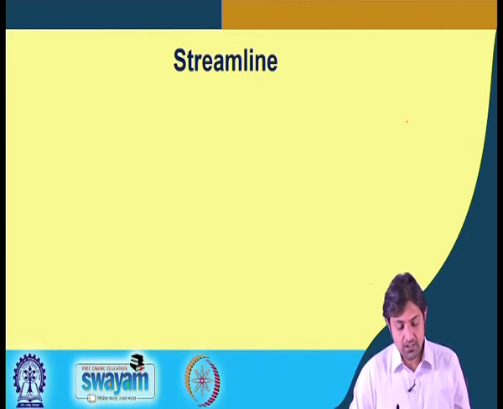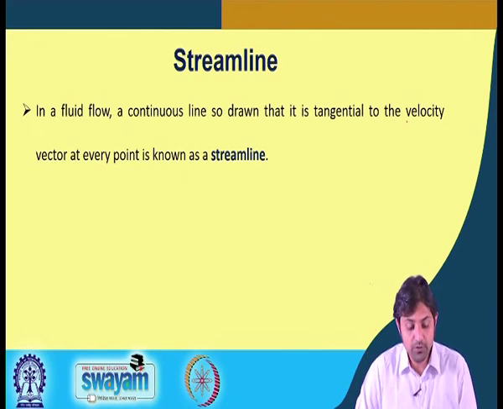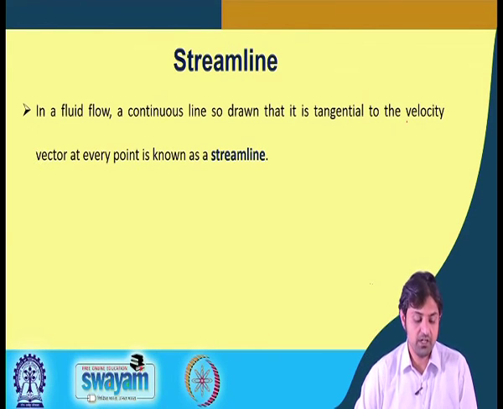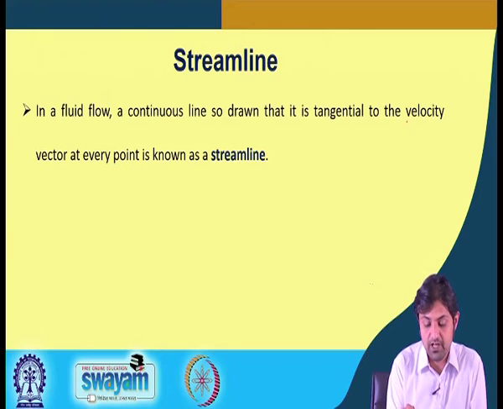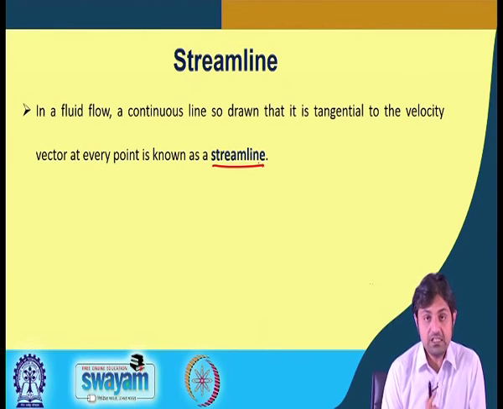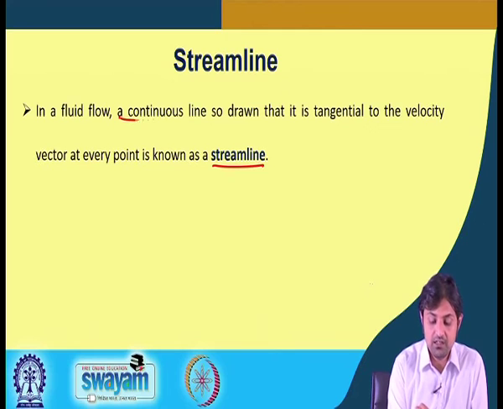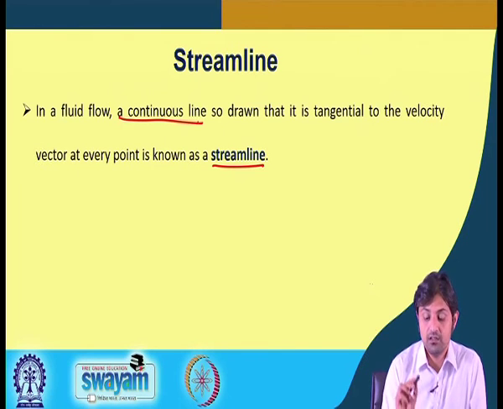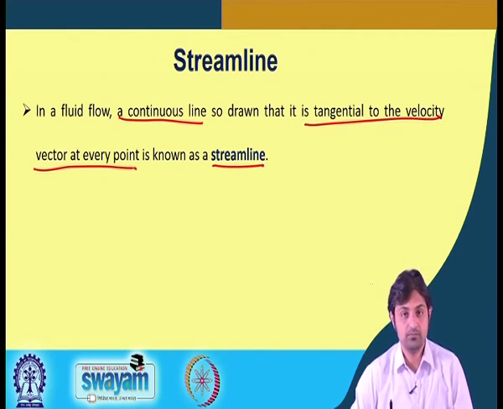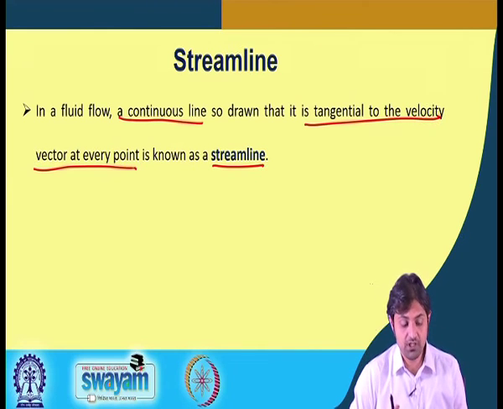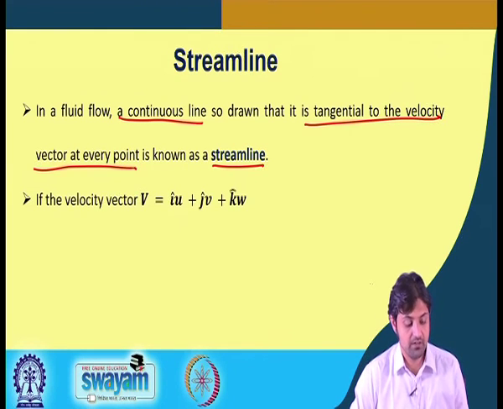Now, what is a streamline? In a fluid flow, a continuous line so drawn that it is tangential to the velocity vector at every point is known as a streamline. So, what is the streamline? It is a continuous line such that this line is tangential to the velocity vector at every point. So, if you draw such a hypothetical line, this is called a streamline.